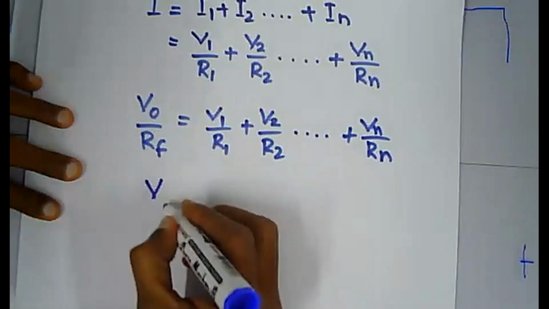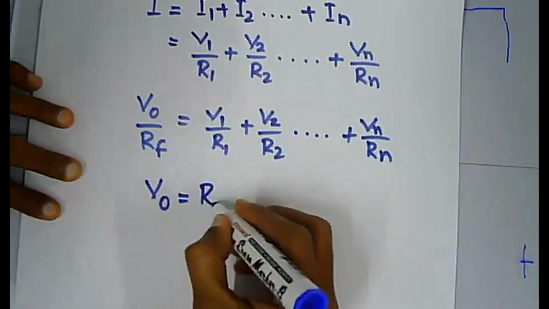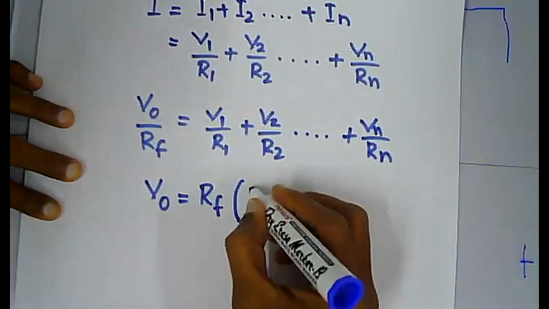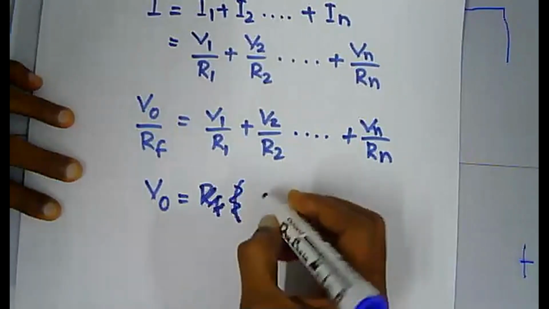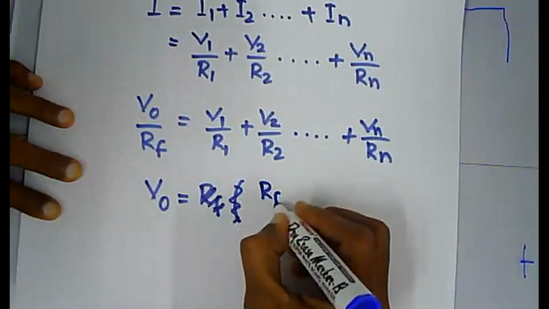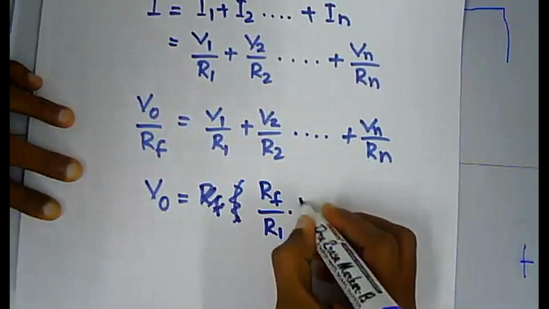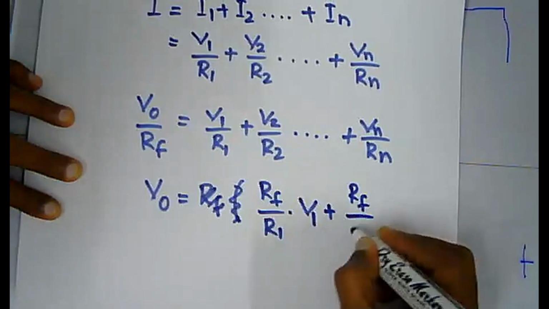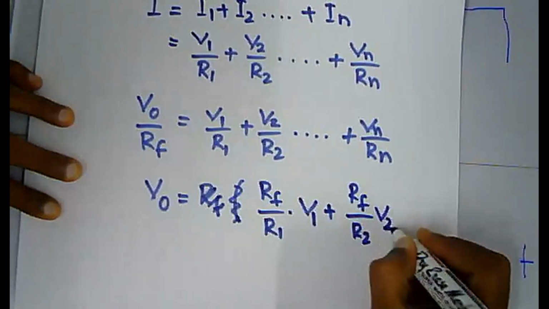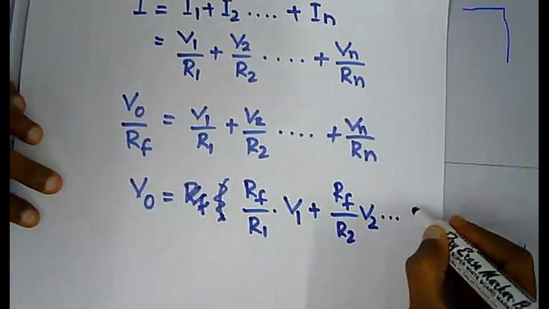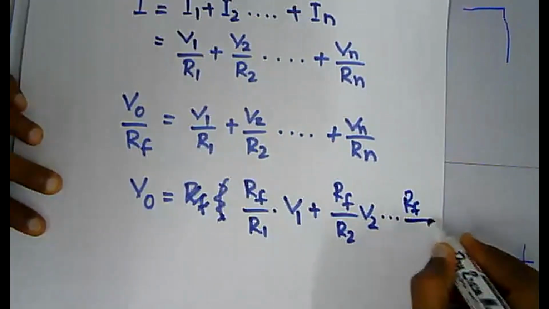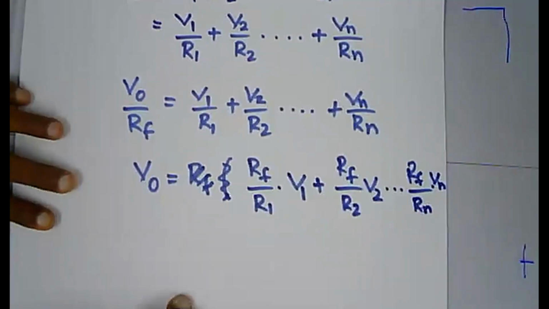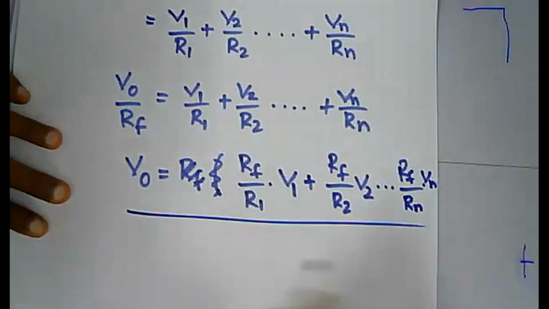Now you can rewrite this as V out equals Rf over R1 into V1, plus Rf over R2 into V2, up to Rf over Rn into Vn. So your V out becomes something like this.